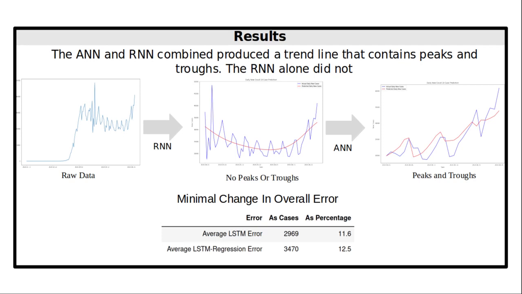This is the results section. It has been determined that the long short-term memory model and regression model combined produce a graph that better represents swells and dips in the number of new daily COVID-19 cases when compared to traditional time series analysis. There is, however, a minor drawback, as the overall error of the LSTM regression model is slightly higher.